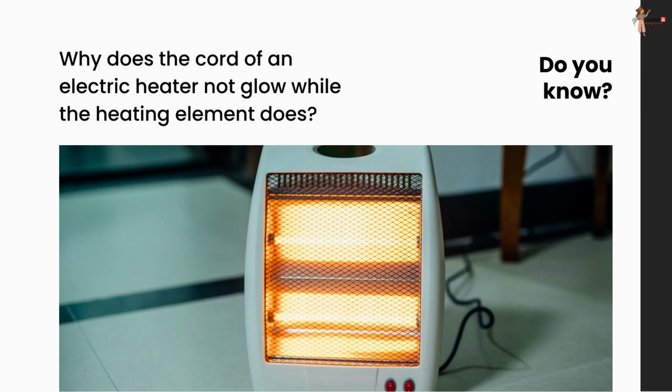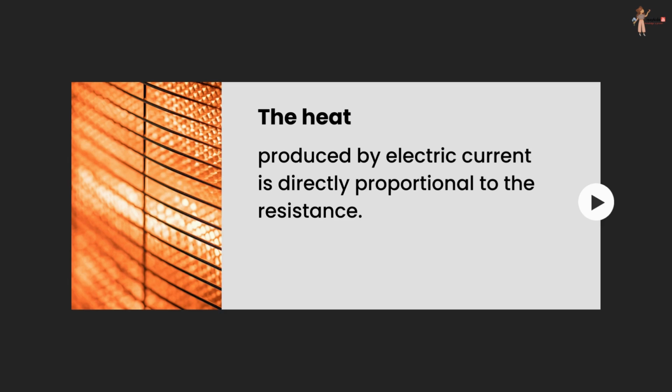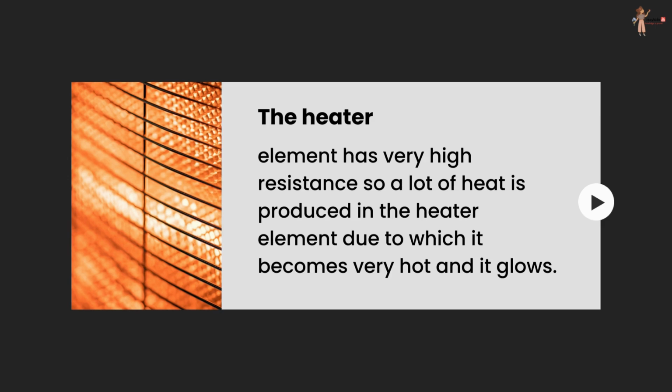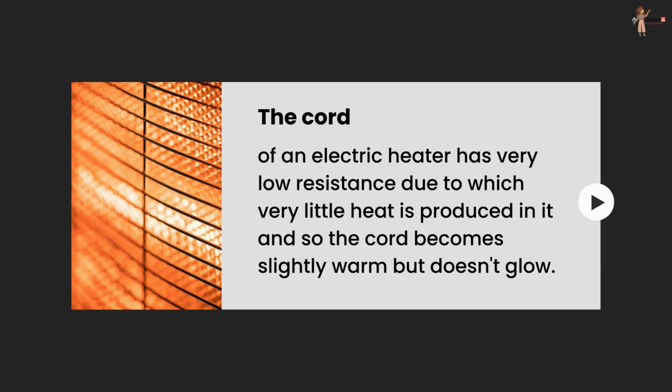Do you know why the cord of an electric heater does not glow while the heating element does? Well, the heat produced by the electric current is directly proportional to the resistance, as we know. Now, the heater element has very high resistance, so a lot of heat is produced in the heater element, due to which it becomes very hot and it glows. On the other hand, the cord of an electric heater has very low resistance, due to which very little heat is produced in it, and so the cord becomes slightly warm but doesn't glow.